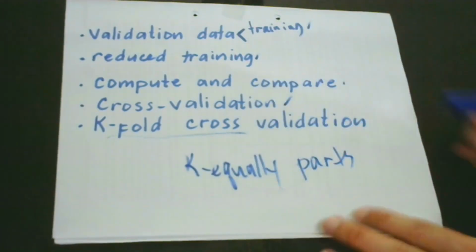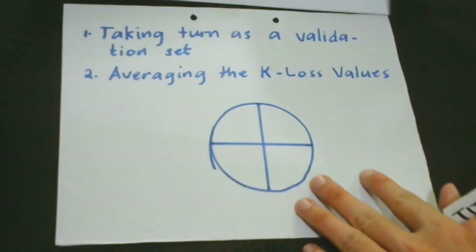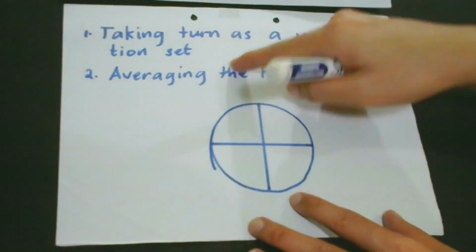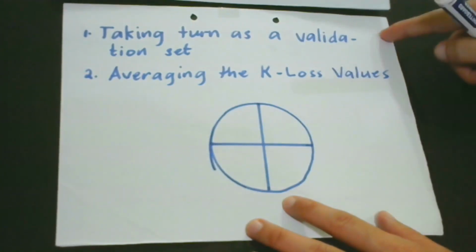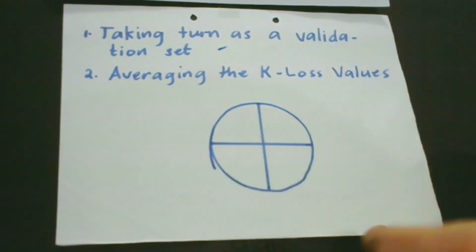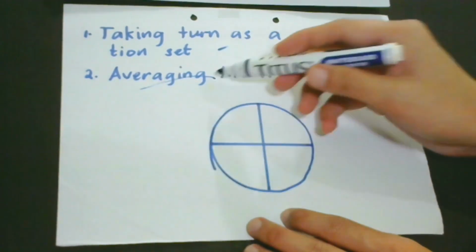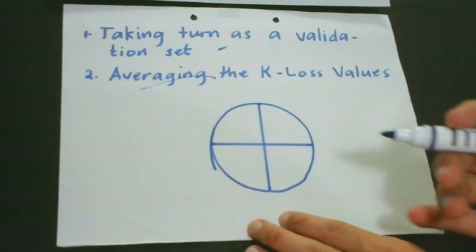The mechanics of this process are, first, each part takes turns as the validation set for a training set. This is the first thing that we're going to do. And second, we get the final loss value by taking the average of the k loss values. Let's have this as an example. You can see here a circle which is divided into 4 equal parts.